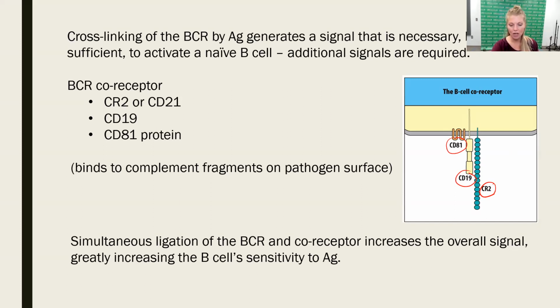This receptor is actually going to bind to complement. So complement receptor 2 is where the CR2 comes in, but it can also be called CD21. It's the same. So these 3 proteins together will recognize complement along with the B cell receptors being cross-linked. Then that will allow for the signals to be sent through Ig alpha and Ig beta to increase the B cell's overall sensitivity to antigen and eventually become activated.